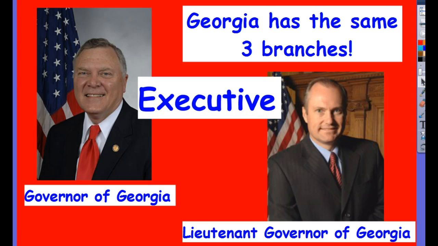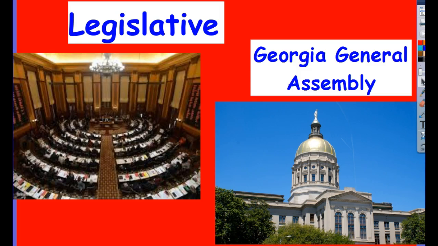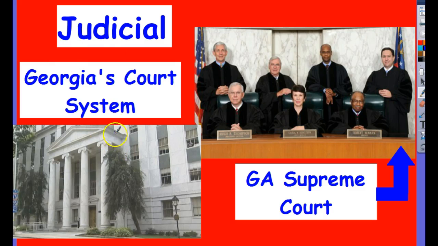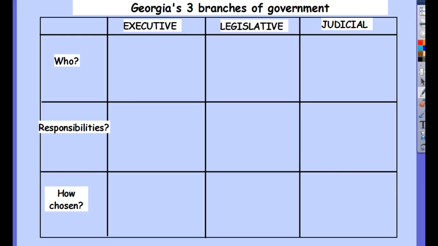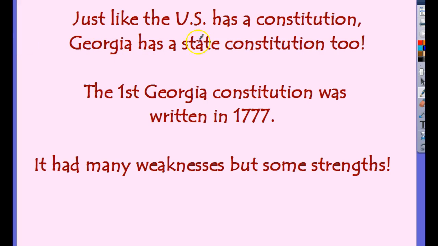Georgia has these same three branches. The executive branch, though, is made up of the governor and the lieutenant governor. Our legislative branch in Georgia is called the General Assembly. You can remember this by Georgia being abbreviated with a G and an A, General Assembly. Okay, and then our judicial branch again is our court systems, and our highest court in Georgia is the Supreme Court.